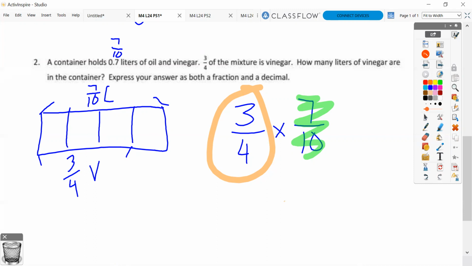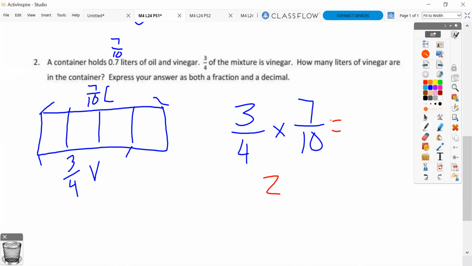Or will it stay the same? Well, 3/4 is less than 1, so our answer is going to be less than 7/10. Let me undo those marks so that we can do the work. Oh, I'm on a highlighter tool. All right, well, let's multiply top times top, numerator times numerator.